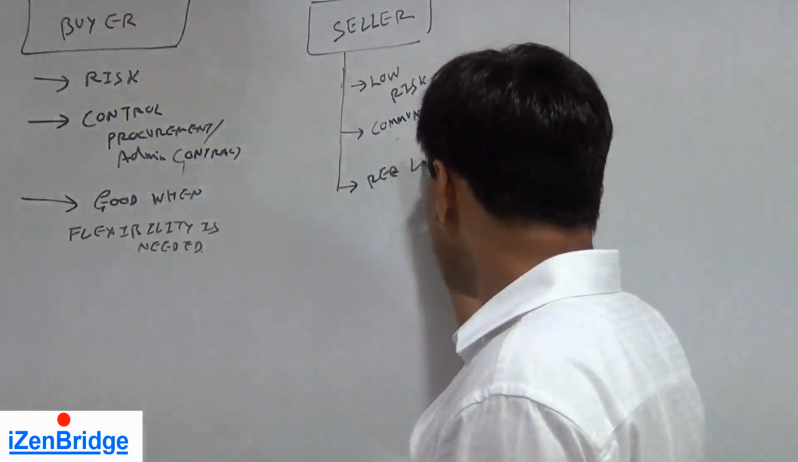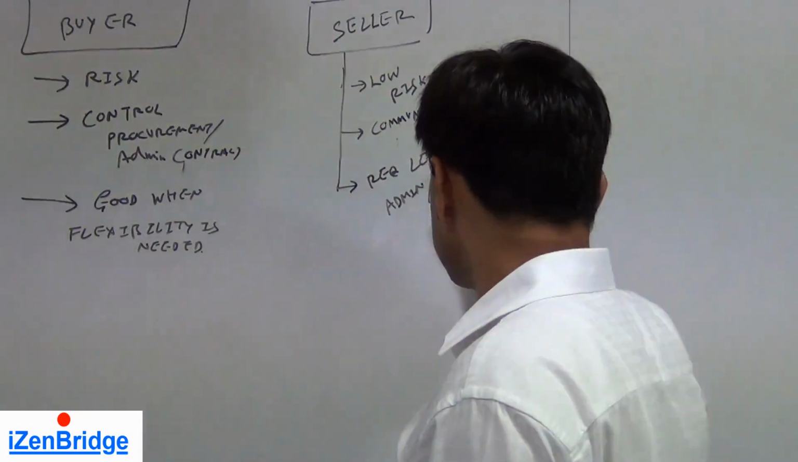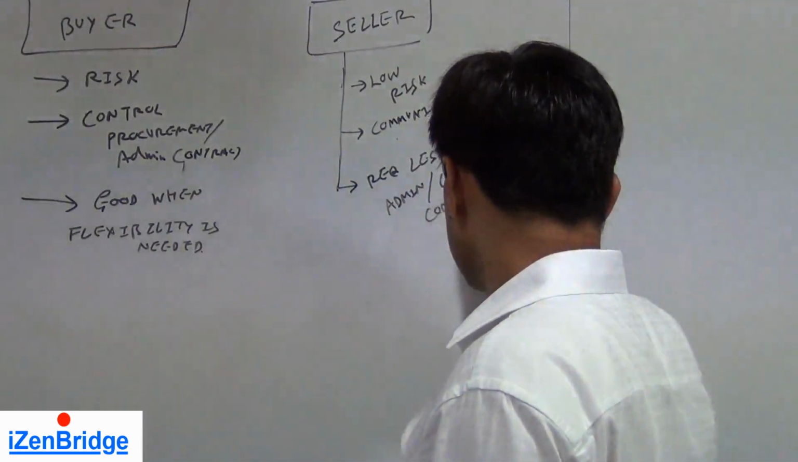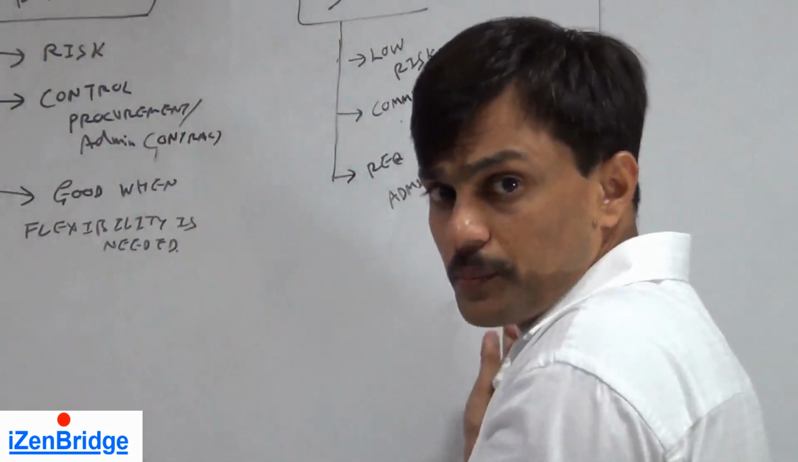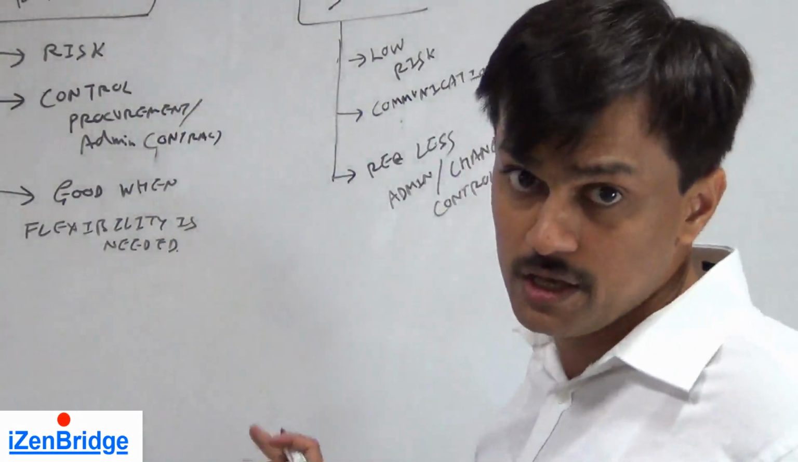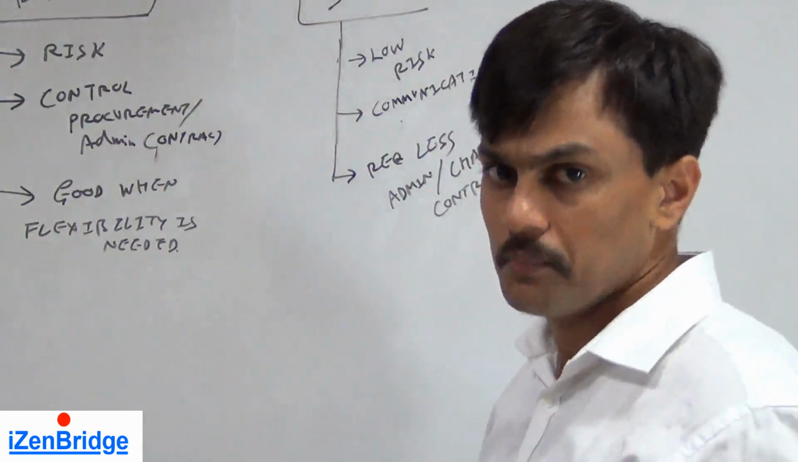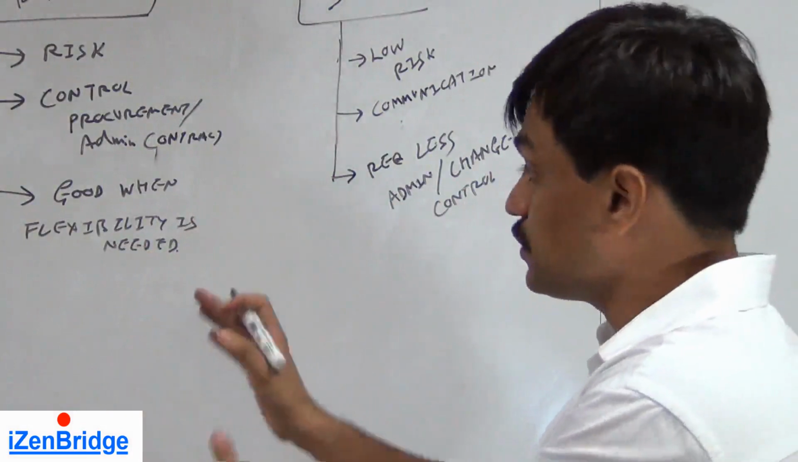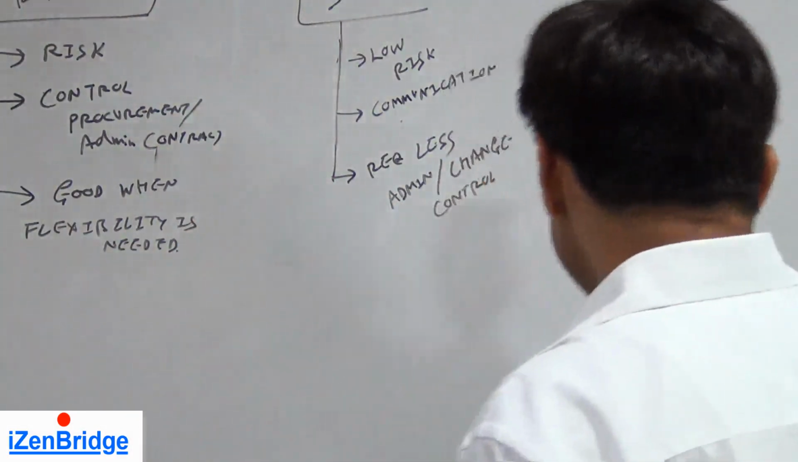It requires less admin or change control activity. Since this is the need, that is why we are in this type of contract, because we need changes frequently. So in that case, the seller is not worried about change control much, because the buyer is the one who should be worried about managing changes. Variance.